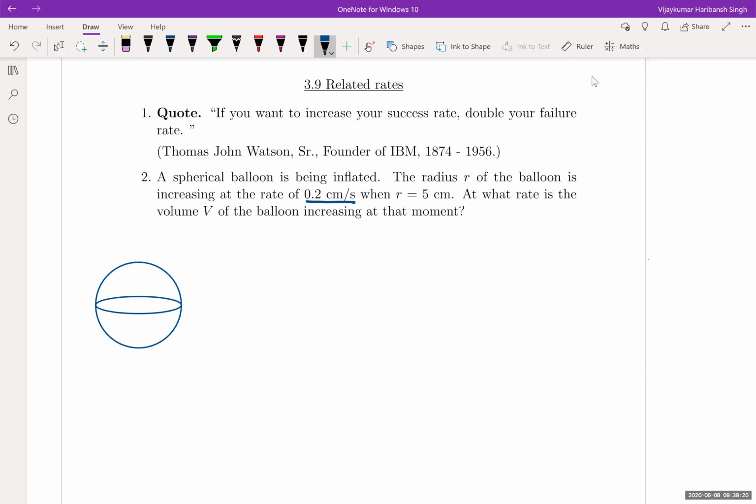So this is a sphere. The balloon is spherical, so the radius is R. Now, what is given to us? The radius of the balloon is increasing at the rate of 0.2 centimeter per second. So you're given dr by dt is equal to 0.2 centimeter per second when r is 5.